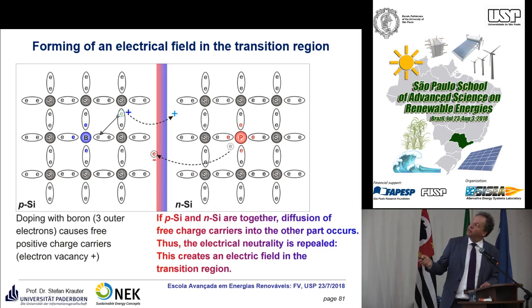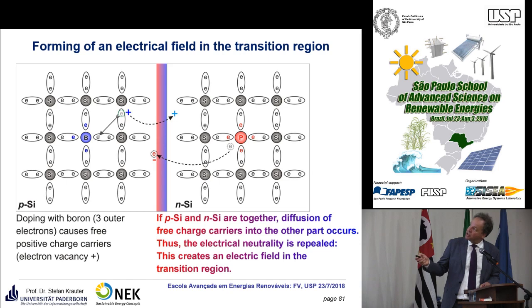If you have two of those areas together in one crystal, what happens? There's some diffusion here, for example, because this is easily movable and there's a lack of concentration of electrons here. Some of these electrons move over here. And now the following happens. Before that, there were five electrons, but also five protons here. So it was electrically neutral.